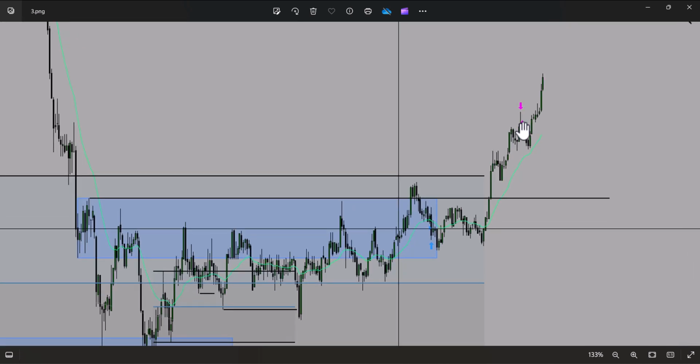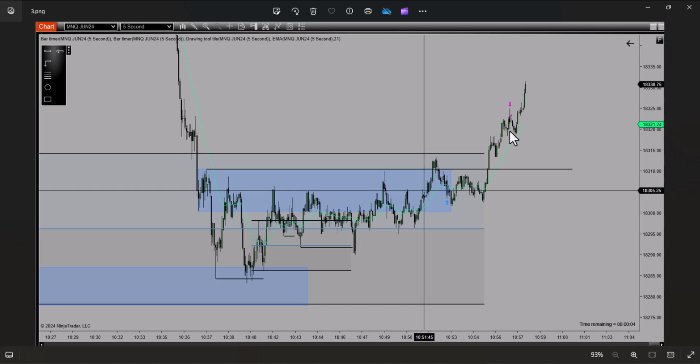As you can see, this is my TP. This was also like a 1.2 or a 1.3 hour trade, or a 1.5, I don't remember. So anyway, this is the second trade.